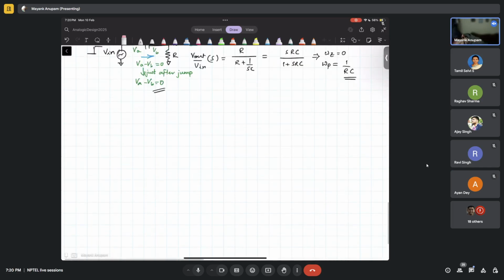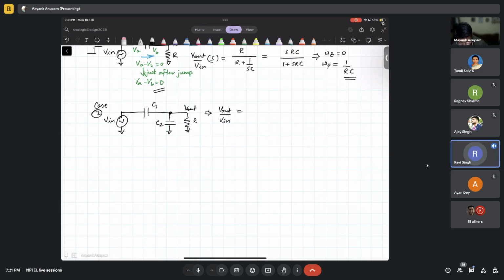First, let me just give another example here. Case number 2. And this you will understand very well if you understand this case 2. How will the transfer function look like here? So what is V out by V in here? R parallel 1 by SC2.